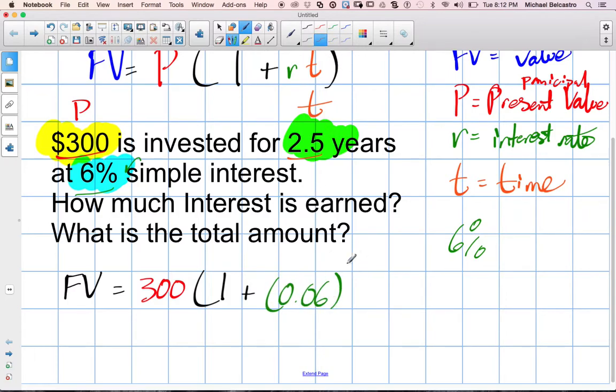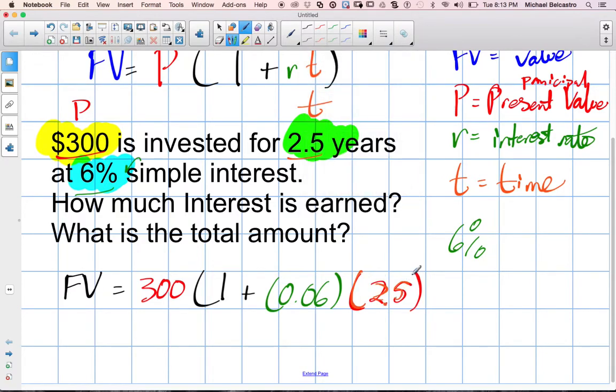And then time. Now they didn't say this, but it says it's 6%. It should say per year, okay? Because if it said per month and they said it was years, we'd have to convert years to months. But I'm going to go on the assumption that everything's going to be very straightforward. So whatever the years or time frame is, that's what your time is going to be. So 2.5 will be your time in this question.